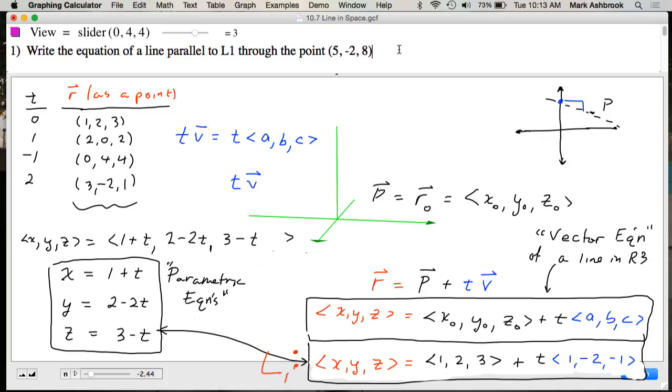Yes, this is for the sheets. No, you don't have time. At what point does L1 intersect the XZ plane?